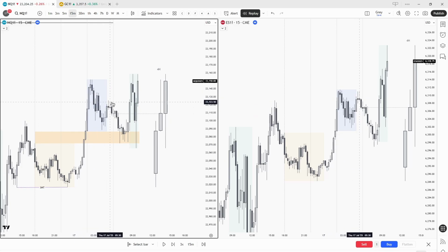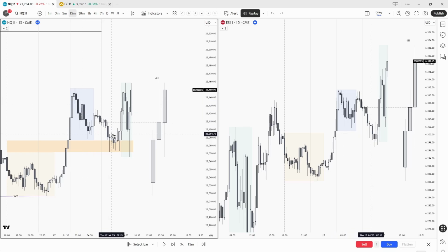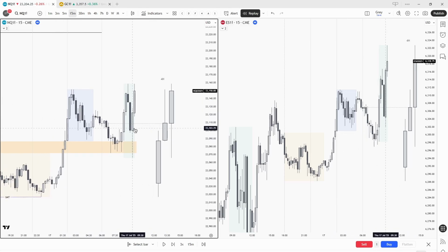Now we would expect a new feather price delivery going into the newer session. What is that feather price delivery? A retracement or a consolidation. Then we have to wait for that key time, which is the 9:30.